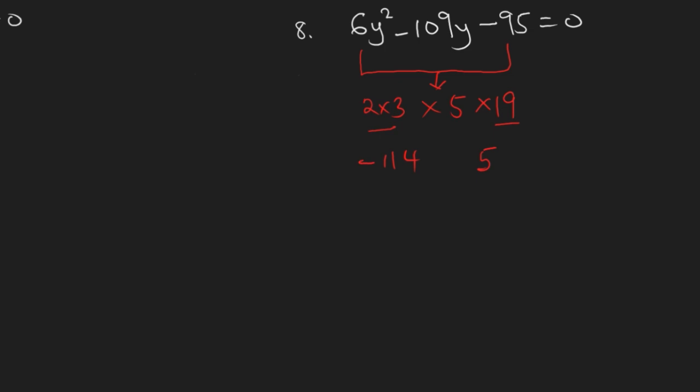After that, always remember to change their signs. So this becomes positive 114, this becomes negative 5. And then you divide through by the coefficient of y squared. So this over 6, this over 6. So here y will be equal to 114 divided by 6 gives us 19. And then here is minus 5 over 6. So this becomes our answer.